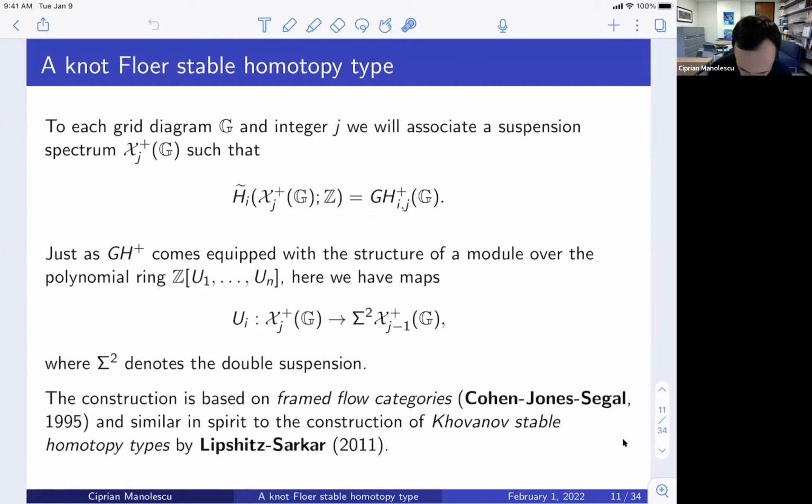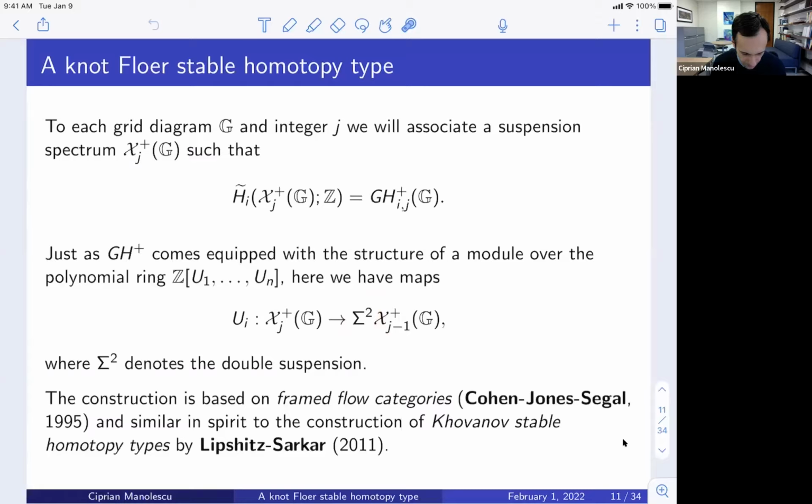Maybe I should say, grid homology comes with two gradings. There's the homological grading and the Alexander grading, which gives the Alexander polynomial. And for each Alexander grading, we have a spectrum. And the homology in the usual homological grading gives GH_j. And GH plus also has this additional structure of a module over the polynomial ring with the U_i variables, which keep track of how you go over the O_i. And this corresponds in this setting for spaces to just a map between the spaces for j and j minus one. So in general, the U map changes Alexander grading by minus one and homological grading by minus two. And this corresponds to this suspension.